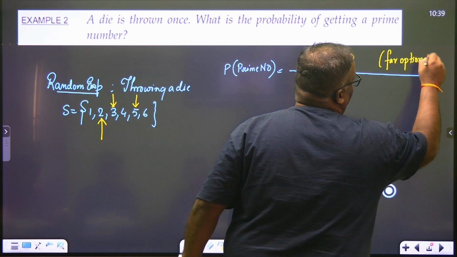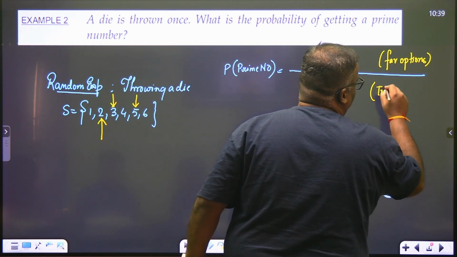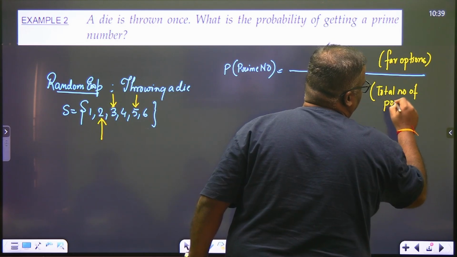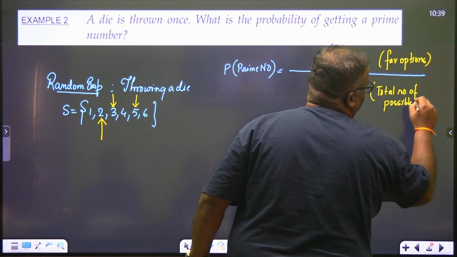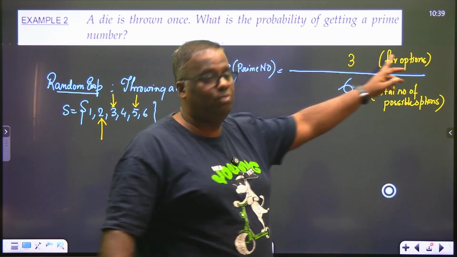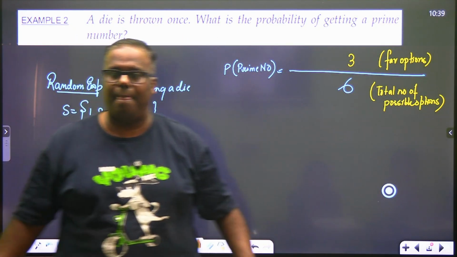These are my favorable options. And these are my total number of possible options. Yes, 1 minute. Total number of possible options. These are my favorable options.